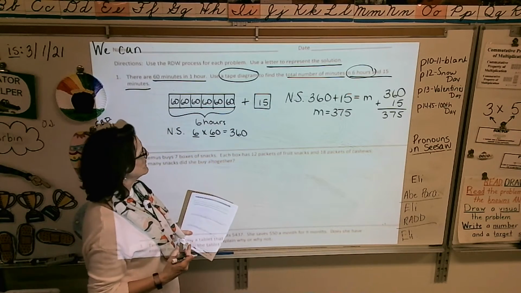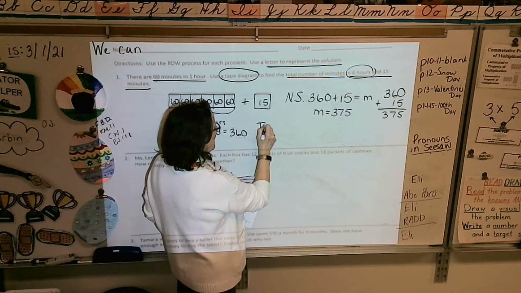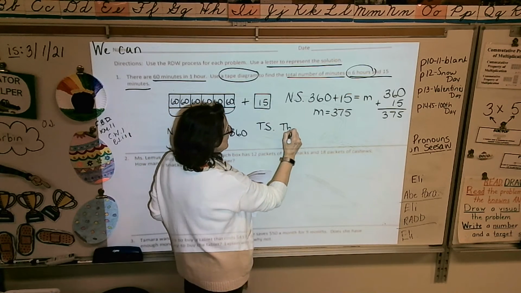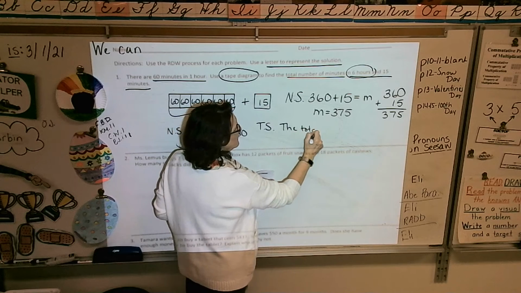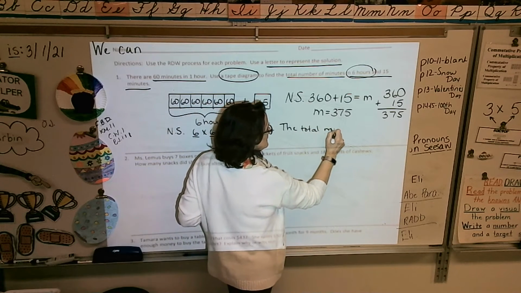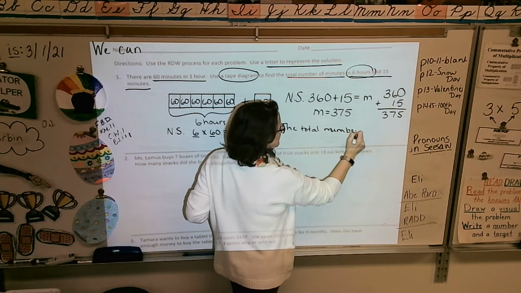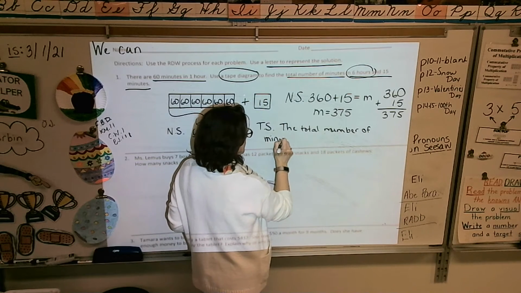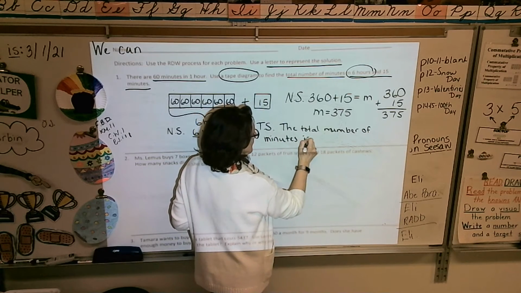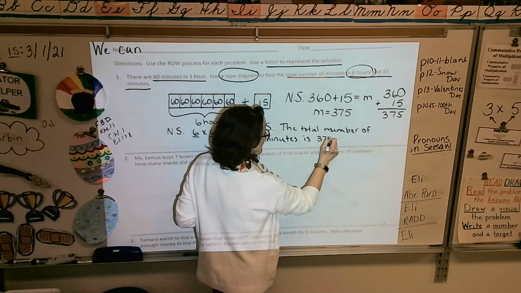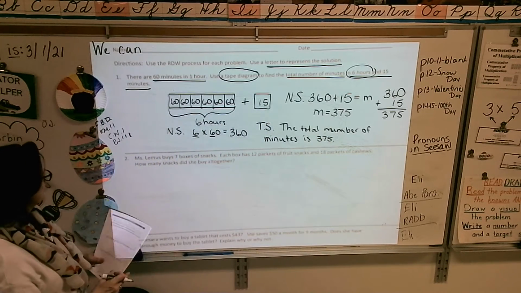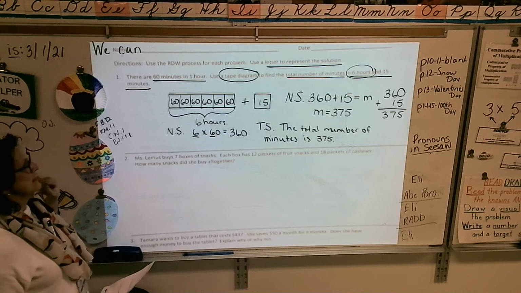The last thing we need is our target sentence, RTS. So what is the total number of minutes? We're going to write, the total number of minutes is 375. Okay? And there's our first problem. Easy peasy, huh? All right, let's move on to the next one.